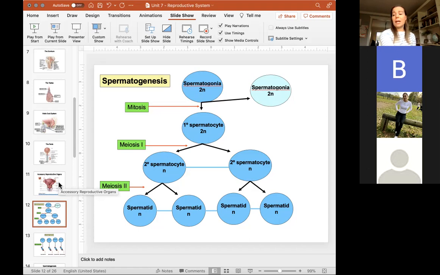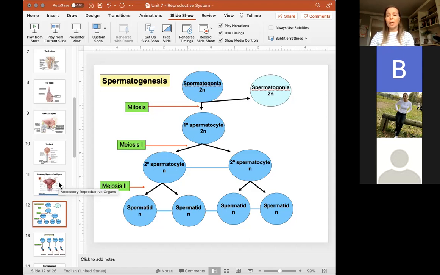So the type A cells will stay at the basement membrane, and they will just continue to divide and make identical cells, identical to them. So they'll just make more type A cells. These are like the typical spermatogonia that you had originally. So they don't really do anything different. But what is different are the type B cells that are produced.